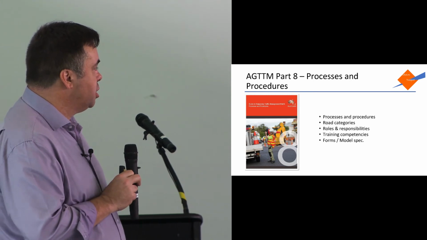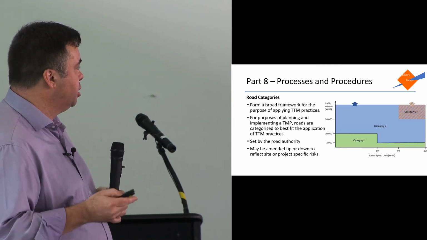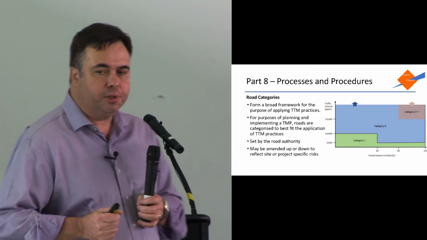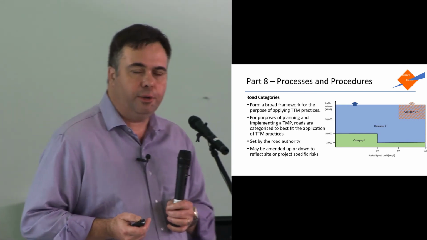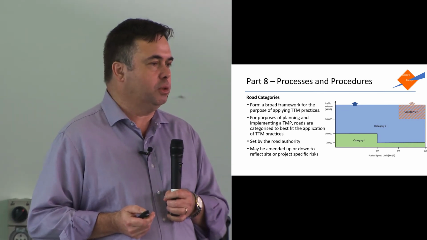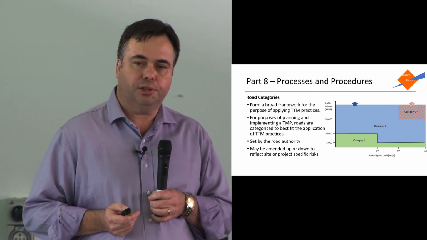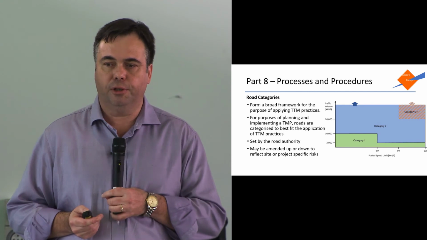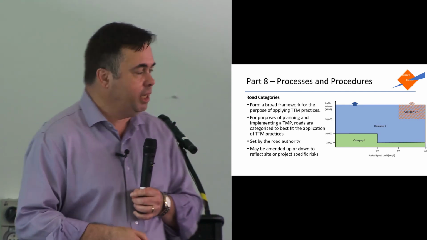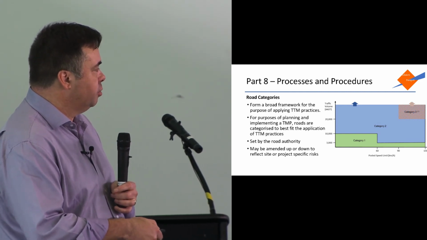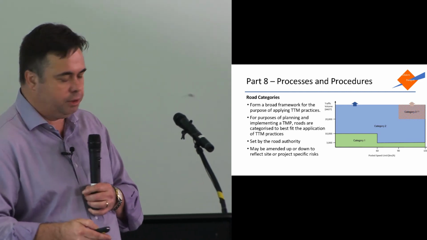Processes and procedures, just skip quickly through these. Road categories have been adopted. These come out of New Zealand. Industry has told us very clearly new entrants should not be on motorways or high-speed, high-volume roads. They should start on a residential cul-de-sac with no traffic. So we've got category 1, which is your lower speed, lower volume. Category 2, which is the rest, except for your motorways, which are category 3.